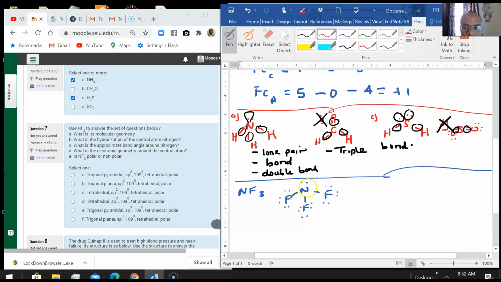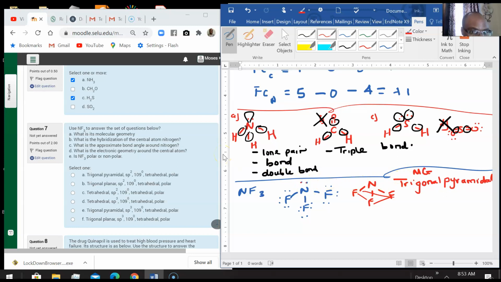Molecular geometry, we consider only the atoms' connections, so I don't care about the lone pairs. If I connect all these atoms, I find that the molecular geometry has a base with 3 sides, so it's trigonal, and then it looks like a pyramid of Egypt. So it's trigonal pyramidal. That's the MG. Now the central atom has a lone pair, so the MG will be different from the EG.